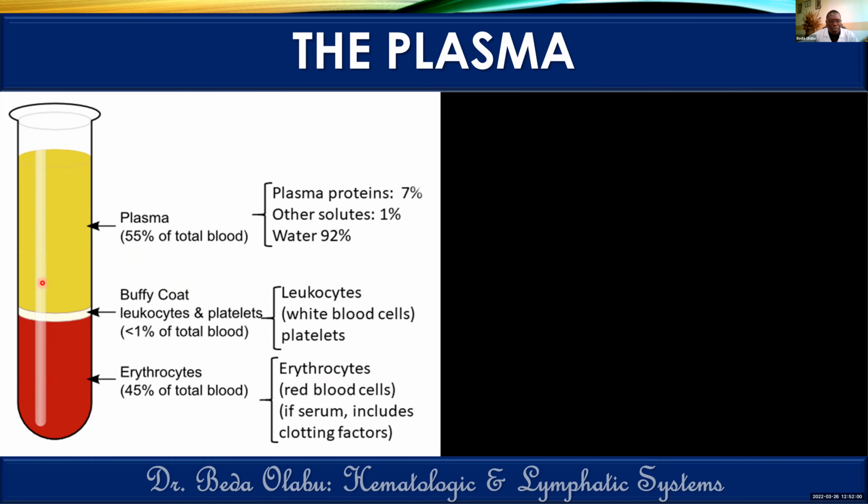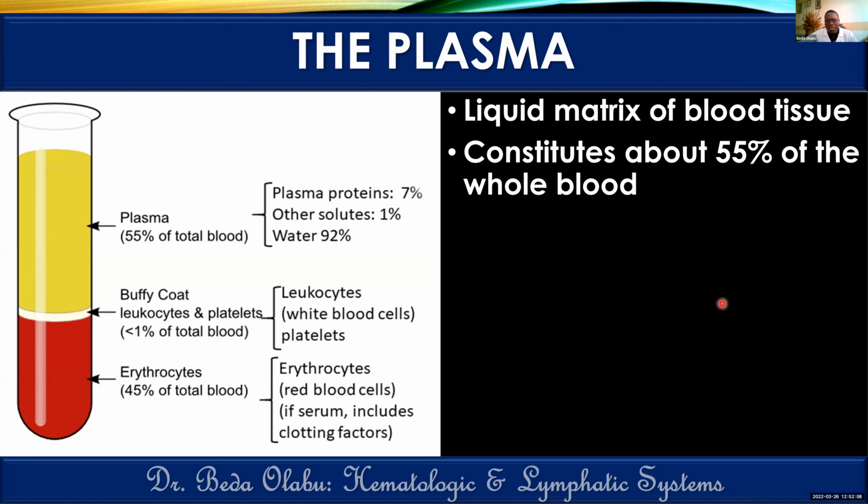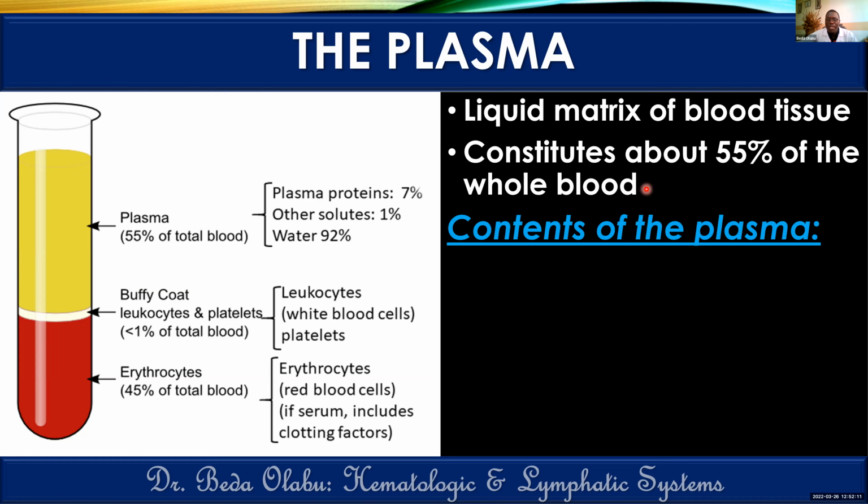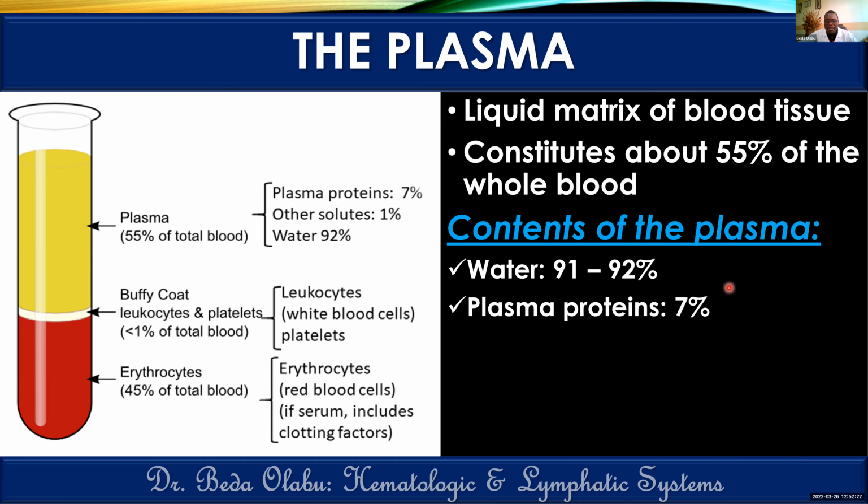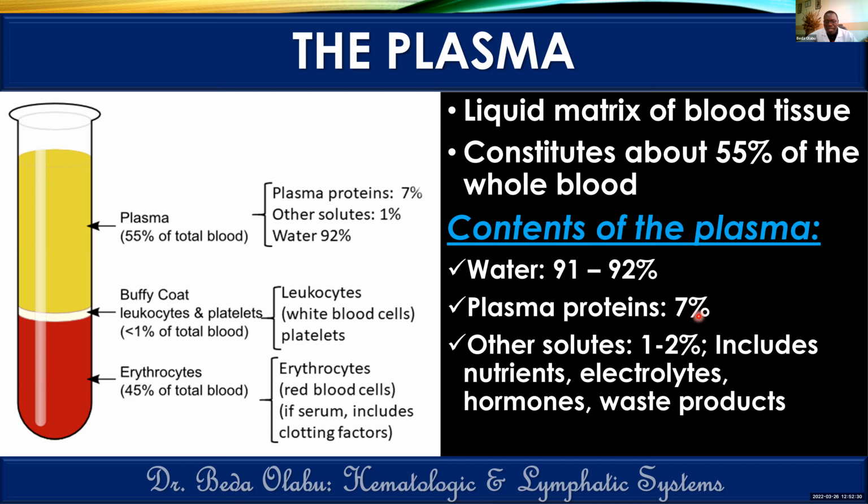Now I want to talk about this top segment of whole blood, which we call plasma. Plasma is a liquid matrix of blood tissue constituting about 55% of whole blood. What is it that is within this plasma? Yes, there is water, and that is what forms a bigger bulk of what the plasma is. But there are also some proteins, and we'll talk shortly about the categories of proteins which are in the plasma. The other components of blood take a very small proportion, but they're still very important.